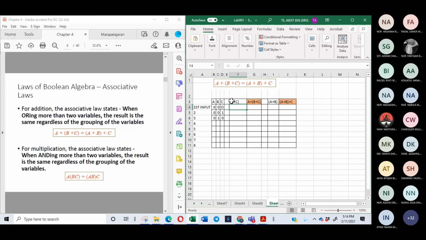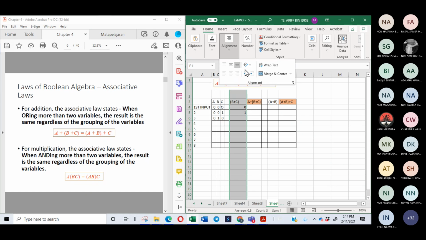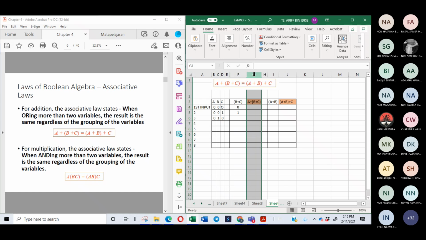Yes. Okay, what is B or C? B is 0, C is 0. What is the result? 0. Okay, right. The second input: B is 0, C is 1. What is the result? 1. Very good. So I center this one first, and this one also I center. So center all.